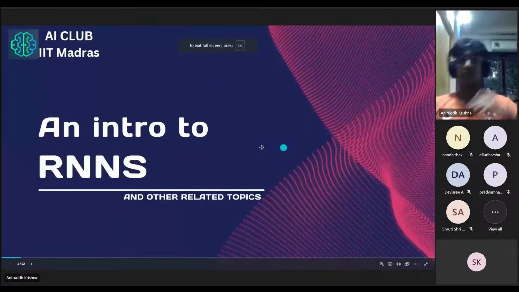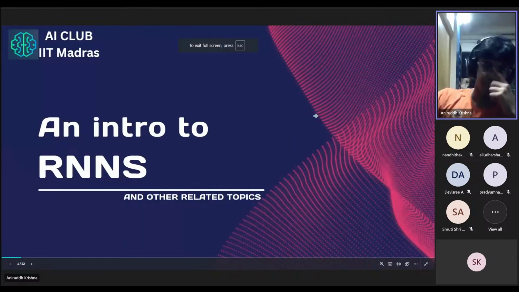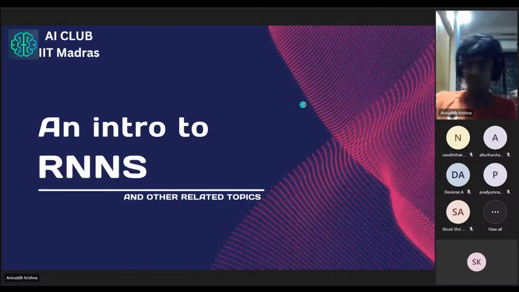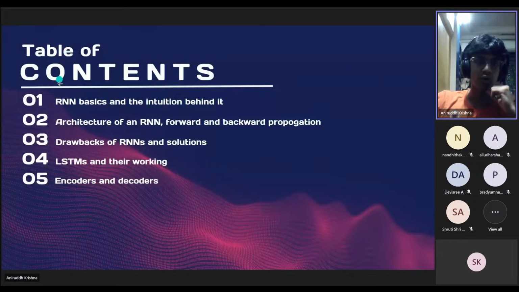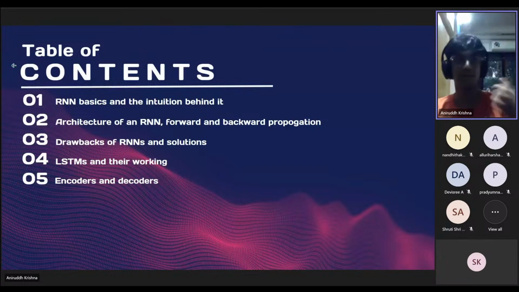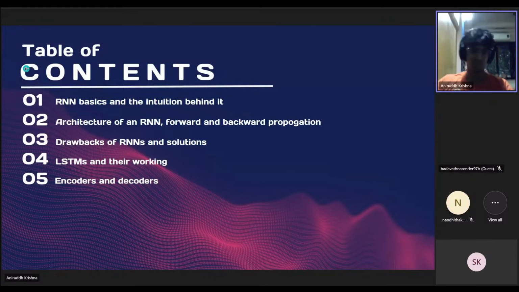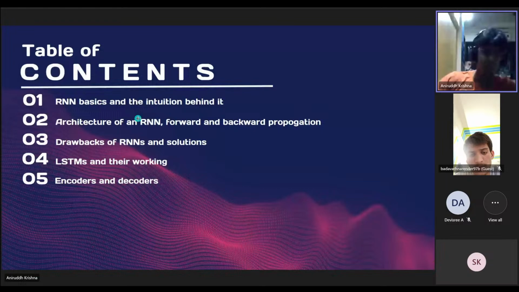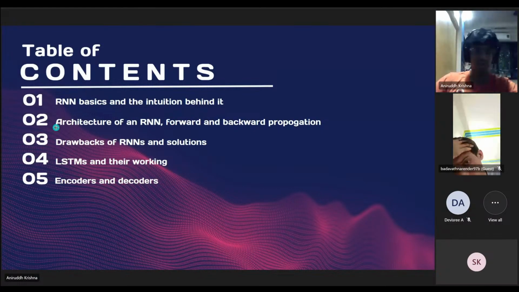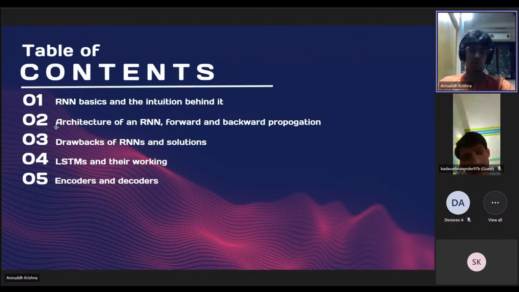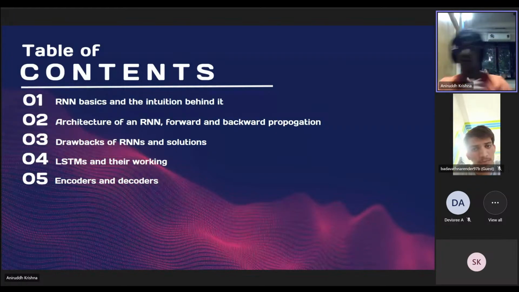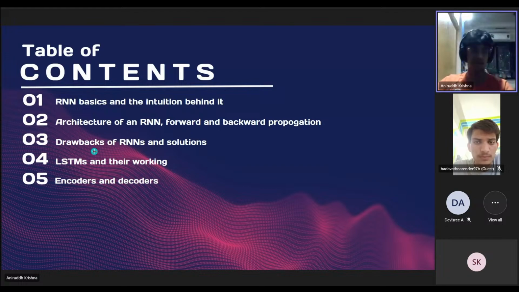So we'll start off with RNNs and some other related topics. We'll be going through RNN basics, its intuition, its architecture, forward passes, backward passes, its drawbacks, because even it's not a perfect model, and solutions that we have come up with for it. Then LSTMs, what they are, how they work, how they are better. And then we finally go to a very brief introduction to encoders and decoders, which are state of the art, and they are the ones mostly used nowadays.